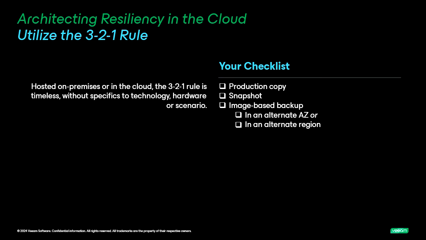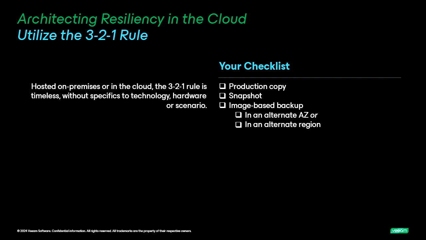Storing in a different region is critical because we know that regions do sometimes go down, irrespective of how many nines of availability there are. Just making sure that you have those 3 different copies: production, snapshot, image-based backup, 2 different types of media, EBS volume, S3, the equivalent of AWS for Azure, and then for Google Cloud, and 1 off-site, particularly getting it away from the original account and sometimes away from that original location.